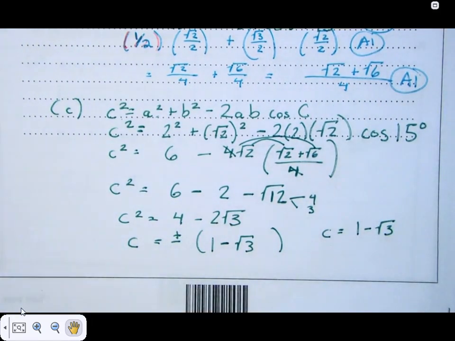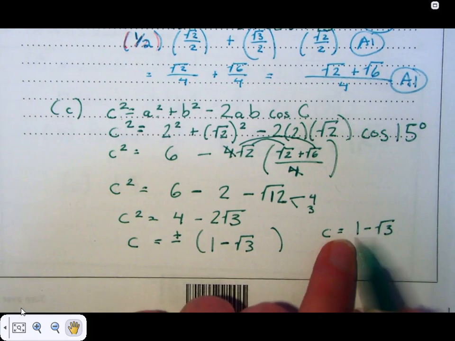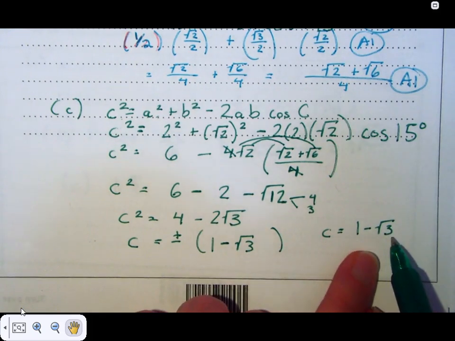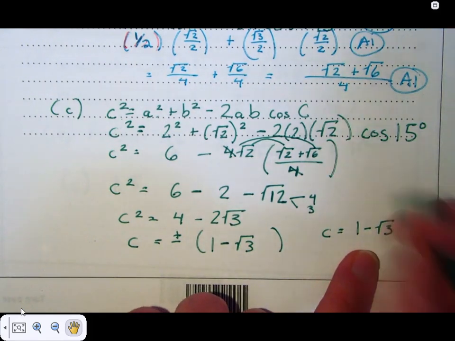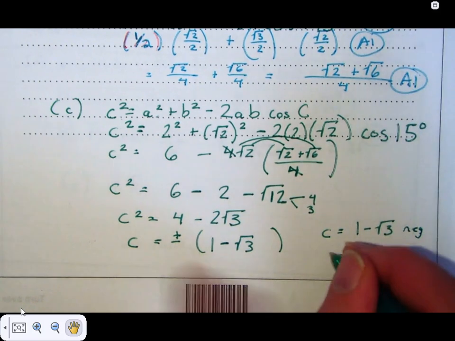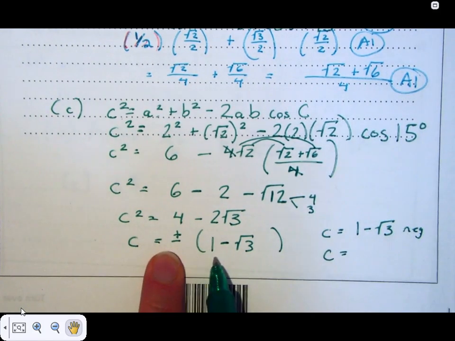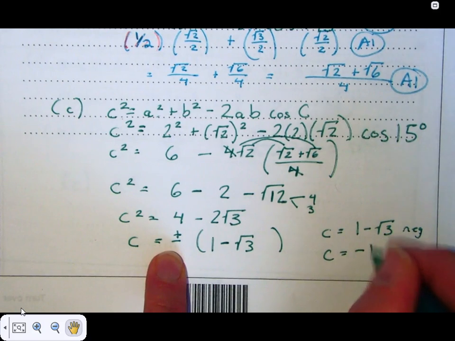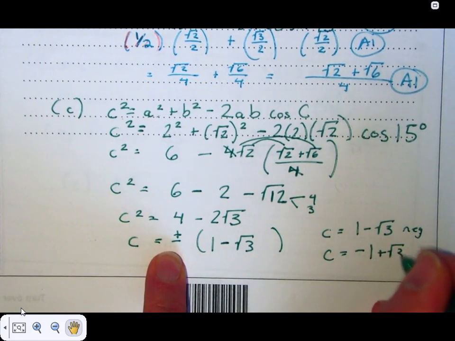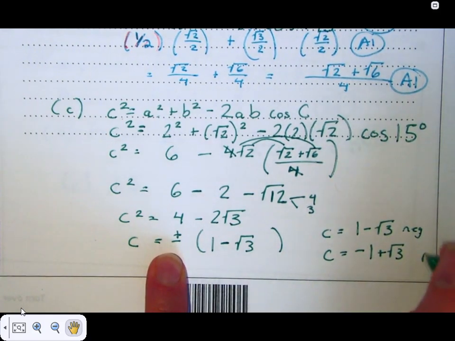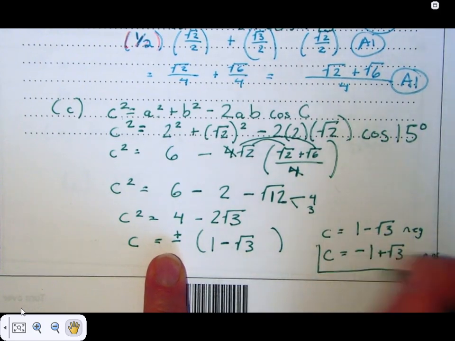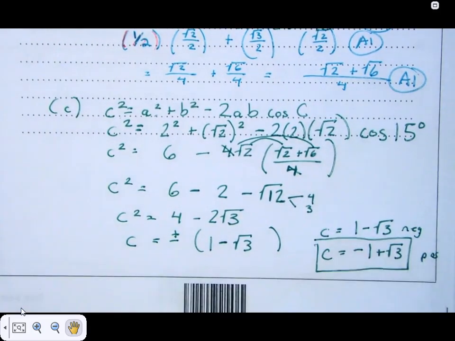You have to know, like, how big is the square root of 3? Is that bigger than 1 or smaller than 1? Bigger than 1. Okay, so if you do 1 minus the square root of 3, that's going to come out negative. And you can't have a side length come out negative. But if you do the negative version of this, then it would be negative 1 plus the square root of 3, and that would come out positive. So this is the one that's the right answer.